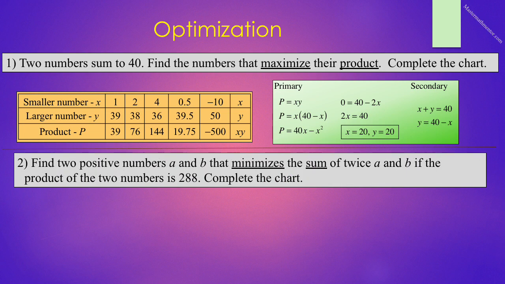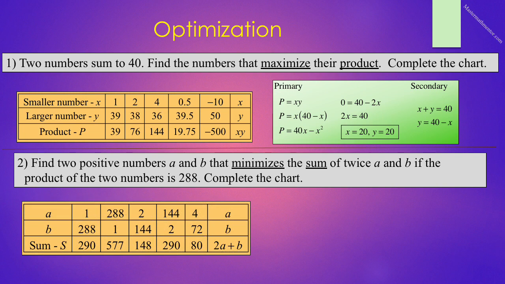In number 2, you're asked to find two positive numbers, a and b, that minimize the sum of twice a and b if the product of the two numbers is 288. Again, we're asked to make a chart. In the chart, we label the numbers as a, b, and the sum is s. And I put in several combinations of numbers whose product is 288, and then looked at the sum of twice a and b. So when a is 1 and b is 288, then the sum is 290.